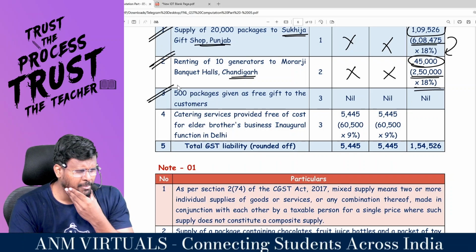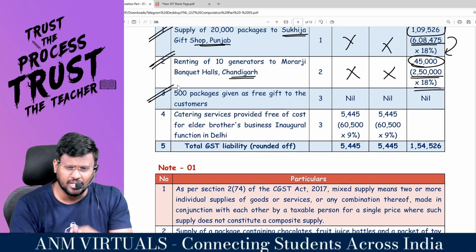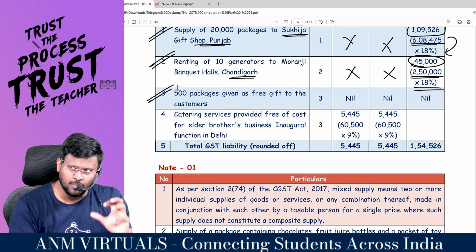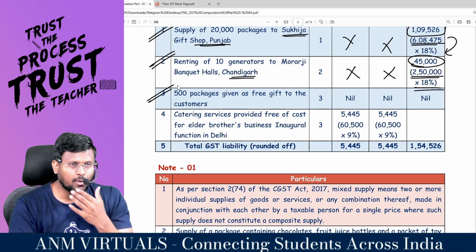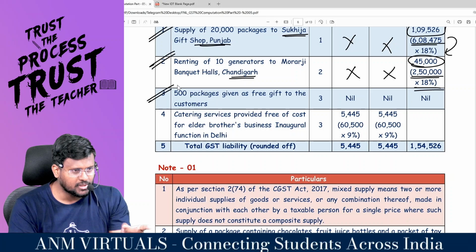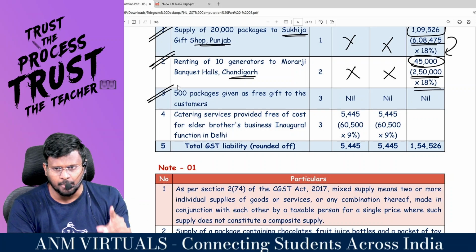Made or agreed to be made for a consideration by a person in the course of furtherance of business. Even though there is no consideration, certain activities or transactions will be constituted as supply. It is covered in section 7, subsection 1, clause C, with Schedule 1. Schedule 1 has 4 paras: para 1, para 2, para 3, para 4.